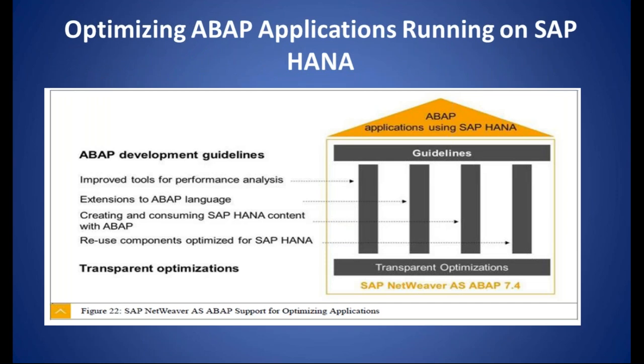So, optimizing ABAP applications running on SAP HANA. These are the ABAP development guidelines: improved tools for performance analysis, extensions to the ABAP language, creating and consuming SAP HANA with ABAP, and reuse components optimized for SAP HANA. These are the transparent optimizations we have.